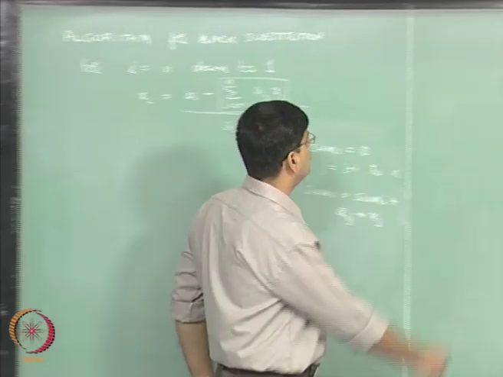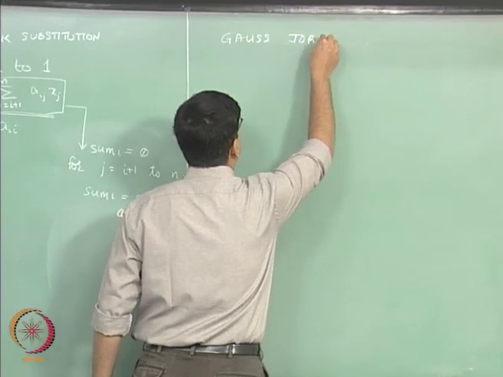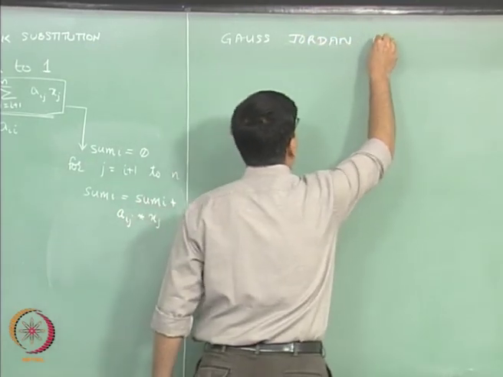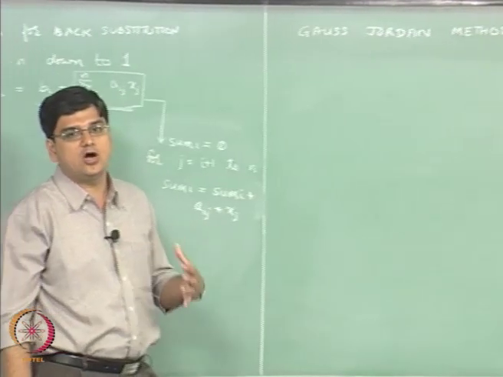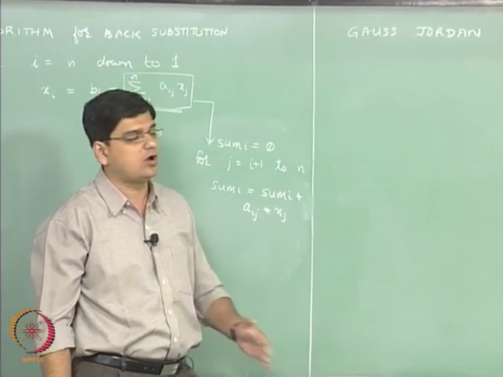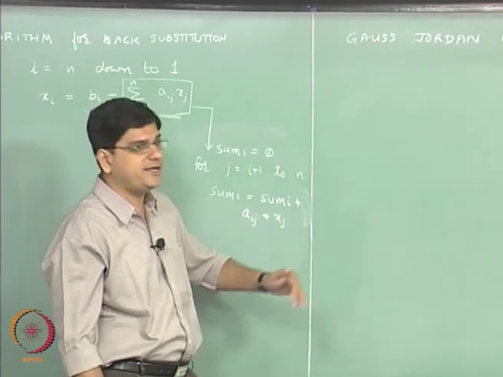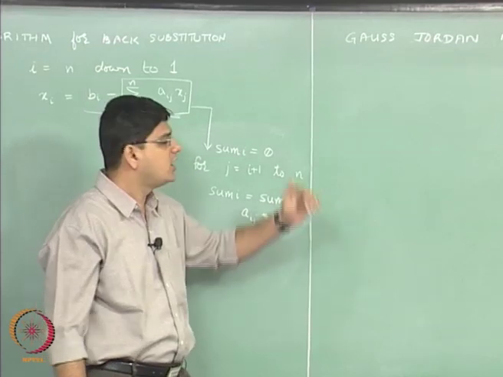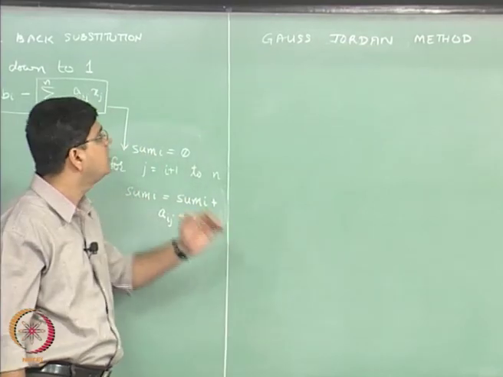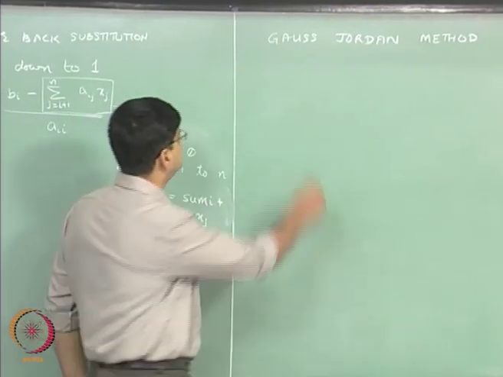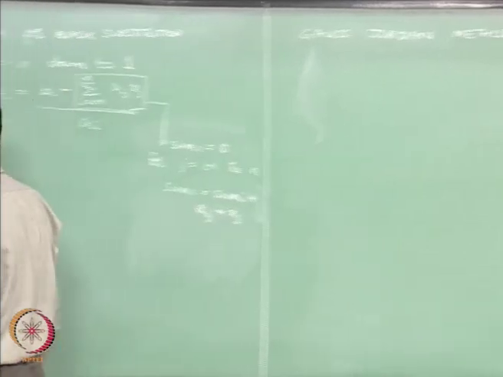So now we go on to the Gauss-Jordan method. Okay. What we did in Gauss elimination is we used the ith row in order to get the coefficients in the ith column 0 only for the rows below the ith row. So what we ended up with at the end of the Gauss elimination process was an upper triangular matrix.